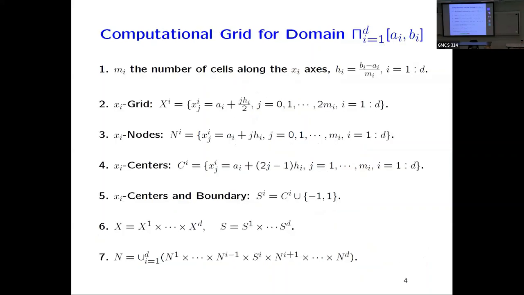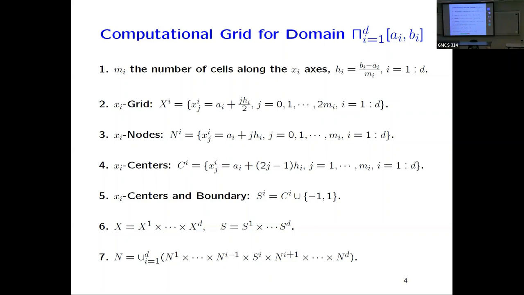Okay, so the computational grid domain. Let's suppose we have a D-dimensional grid, and let's suppose it's Cartesian, and it's a product of intervals [a_i, b_i]. So [a_1, b_1] cross product with [a_2, b_2], and so on, D dimensions. Let's assume that we will split each of the dimensions, just for simplicity, with a constant mesh, constant size intervals. So there will be m_i cells along the x_i axis.